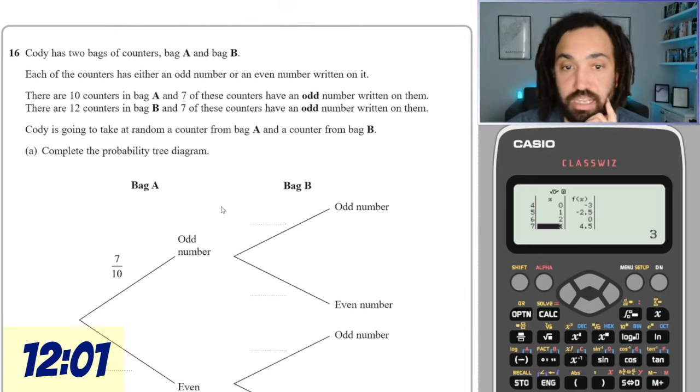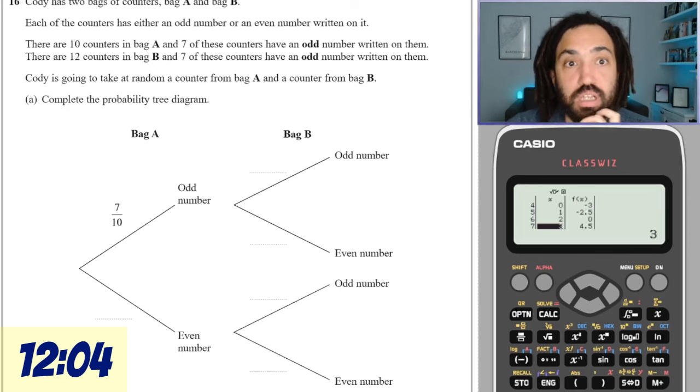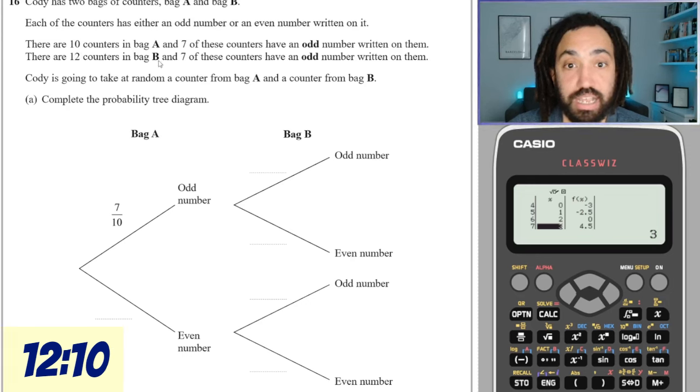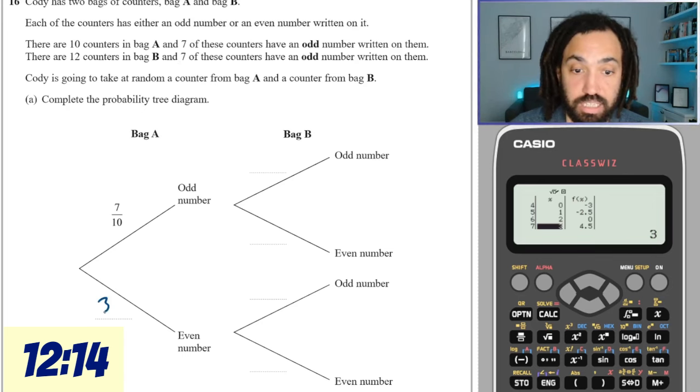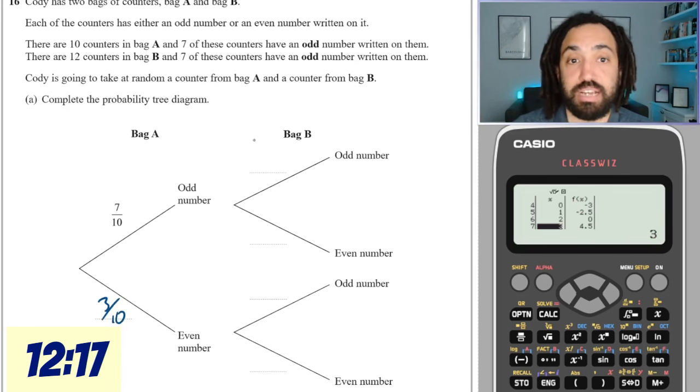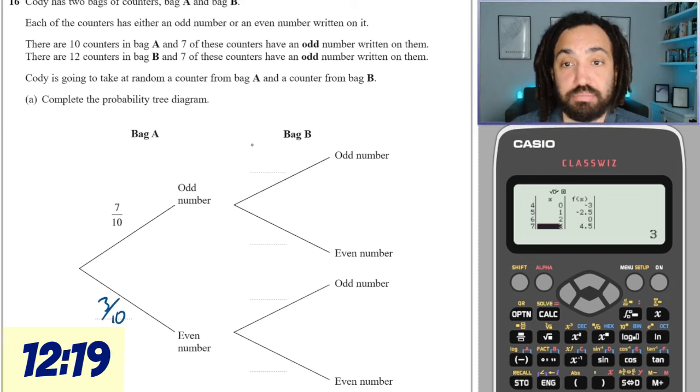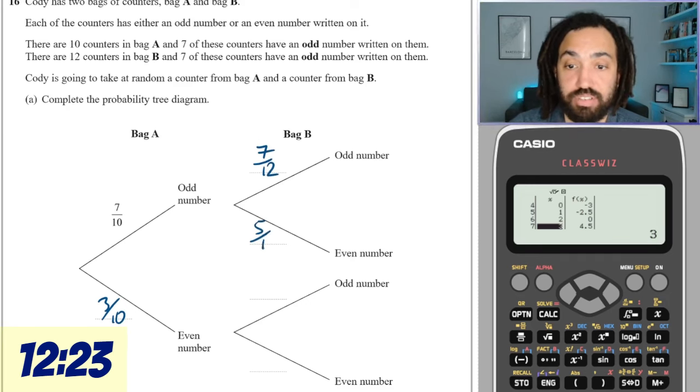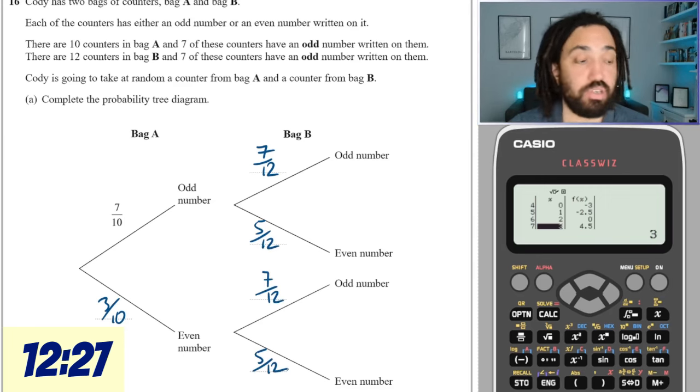Okay, so we've got Cody has 2 bags, okay, different bags. Each counter has odd or even written on it. There are 10 in A, and 7 of these are odd. So that obviously means that 3 out of 10 are even. And then in bag B, there are 7 out of 12 odd, which means there are 5 out of 12 even. And again, we write it out like this: 7 out of 12 and 5 out of 12.